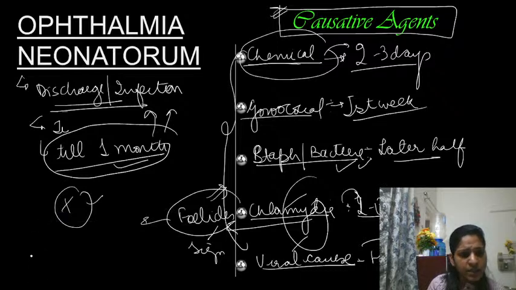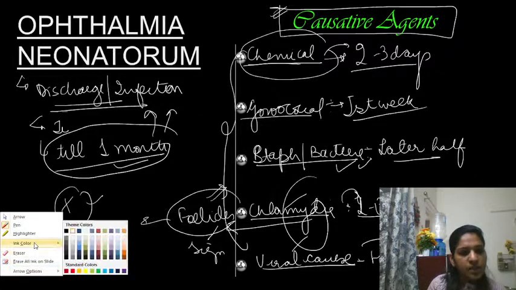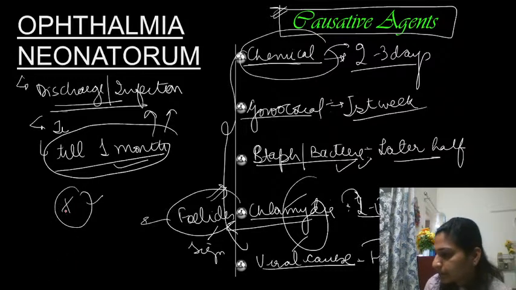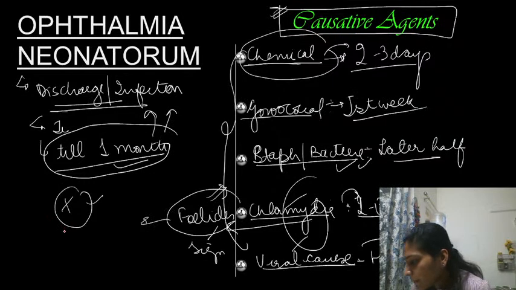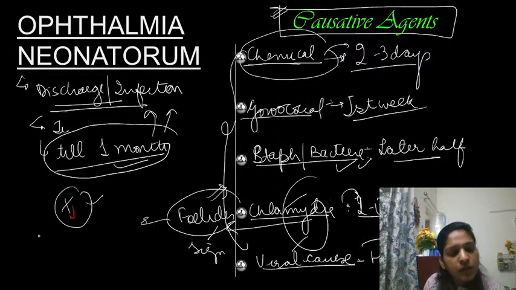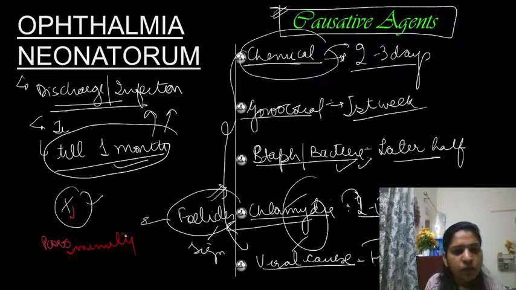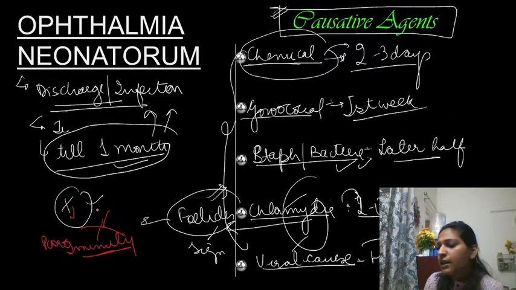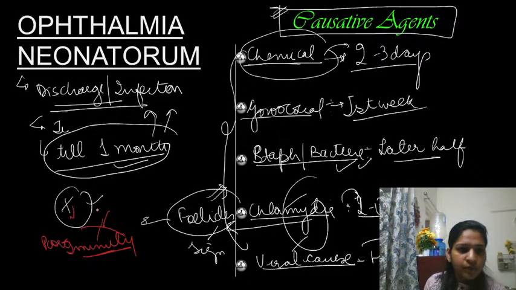Can anyone tell me the reason for it? Why follicles are absent in ophthalmia neonatorum? Because infants have poor immunity. So that's why follicles are not there in ophthalmia neonatorum. Rest of sign and symptoms like discharge, redness, chemosis, all of them will be present, but follicles will not be there.